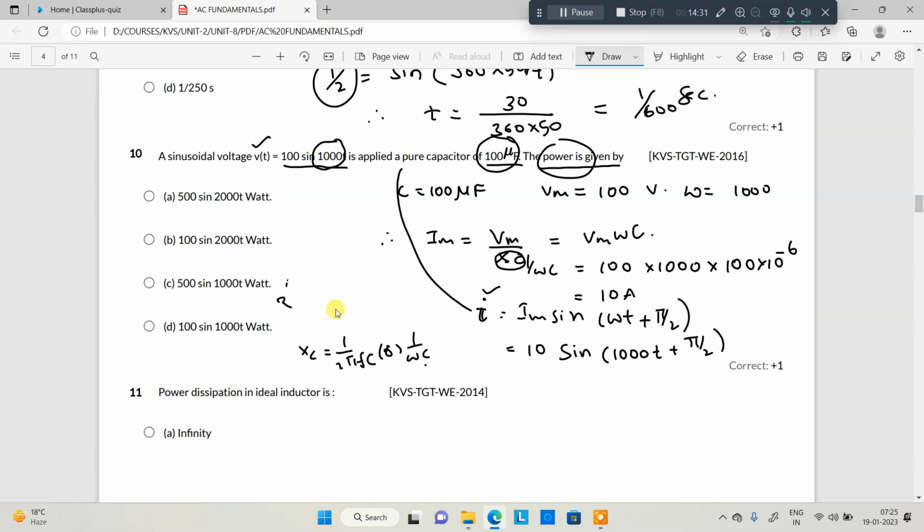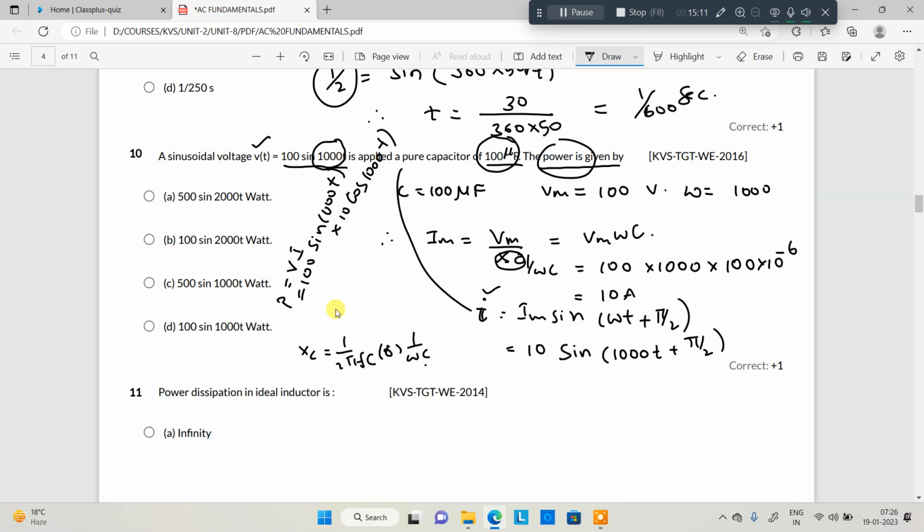Finally, power P is equal to Vi. Okay, P is equal to Vi. What is the V? 100 sin 1000 t, and I is equal to 10, right? I is equal to 10 sin of theta plus pi by 2, that can be converted into cos theta. Okay, in the first quadrant. So cos 1000t. So this is a sine term, this is a cosine term.